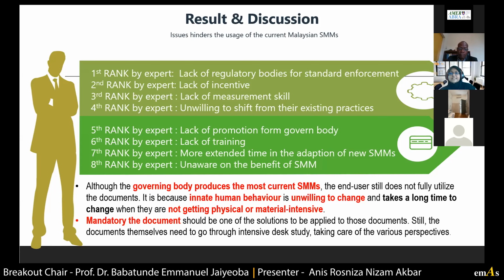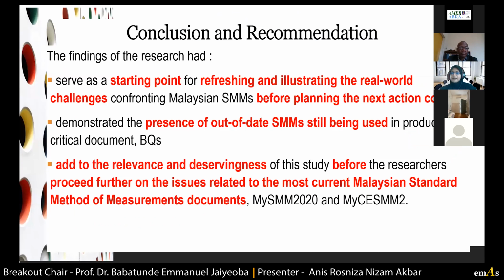Last but not least, the findings of this paper serve as a starting point for refreshing and illustrating the real-world challenges confronting Malaysia's standard methods of measurement before planning the next courses of action. The findings demonstrate the presence of outdated SMM still being used in producing a critical document, which is the BQ, that will form a part of the procurement or contract that binds parties in the industry.